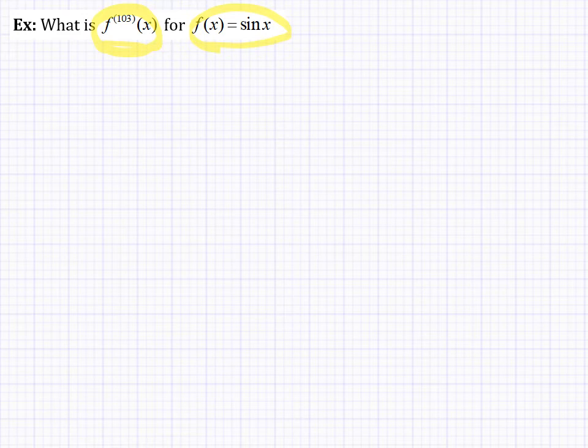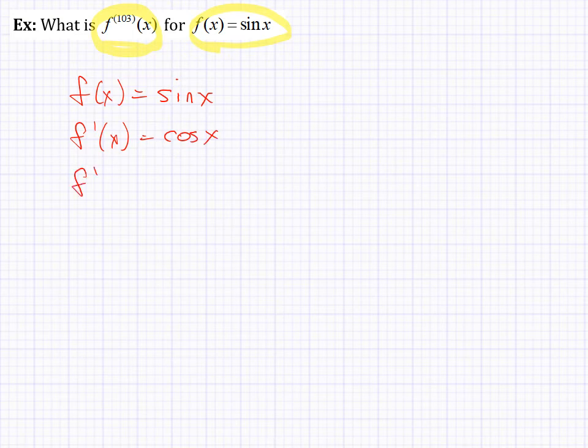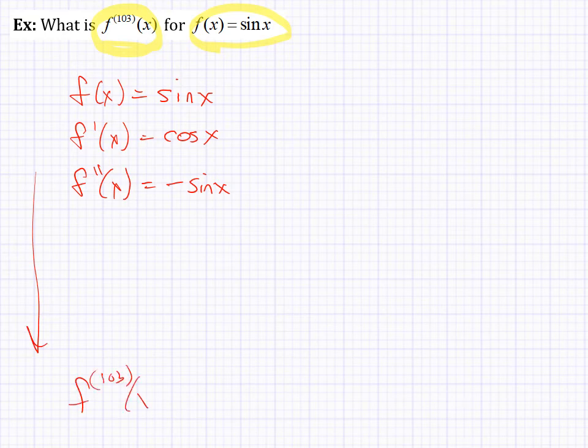But one thing we should understand is that there's a pattern to derivatives sometimes, specifically here with sine. So let's look at sine. f of x is my sine function. The derivative is cosine. The second derivative, which is the derivative of cosine, would be minus the sine function. Now I could just keep doing this until I get to the 103rd derivative. But it's not really necessary. There's a pattern happening here. Let's look at it. We're almost there.